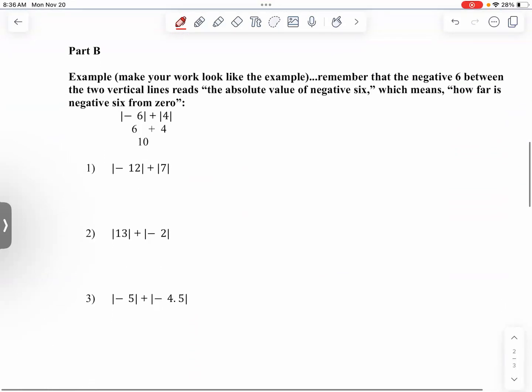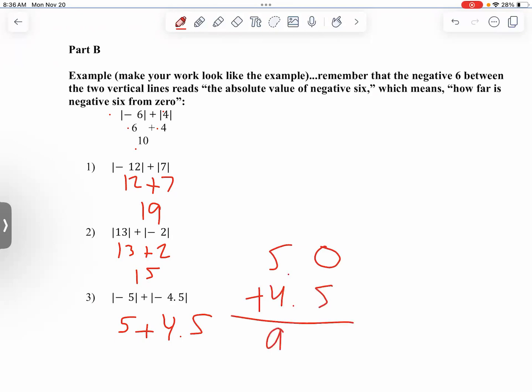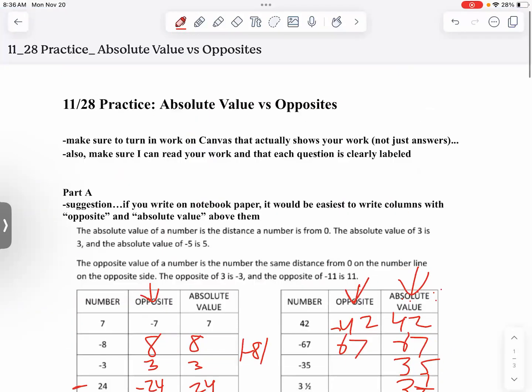Second part here. My example here: the absolute value of -6 is 6, the absolute value of 4 is 4, and you add them up. So here, the absolute value of -12 is 12, plus 7, so that's 19. The absolute value of 13 is 13, plus the absolute value of -2 is 2. The absolute value of -5 is 5, and then plus 4.5. So 5.0 plus 4.5 is 9.5. And that is your 1128 practice.